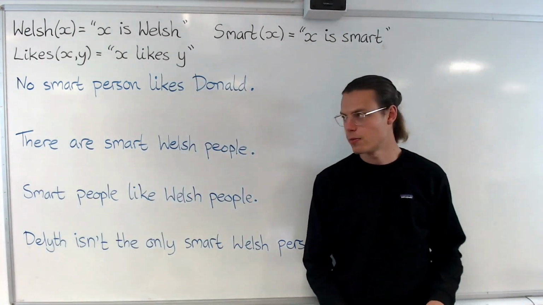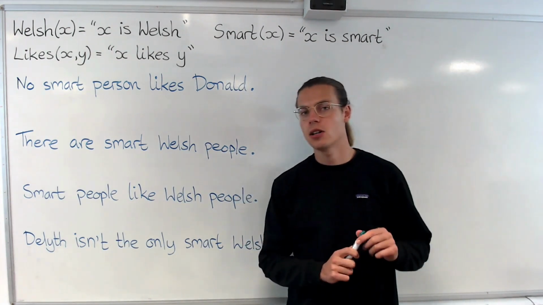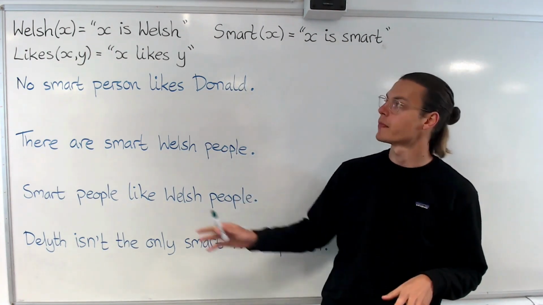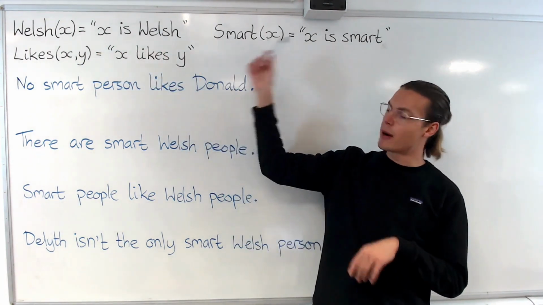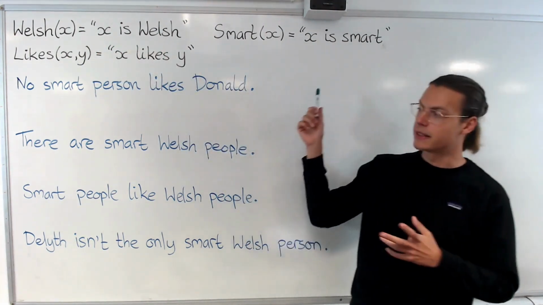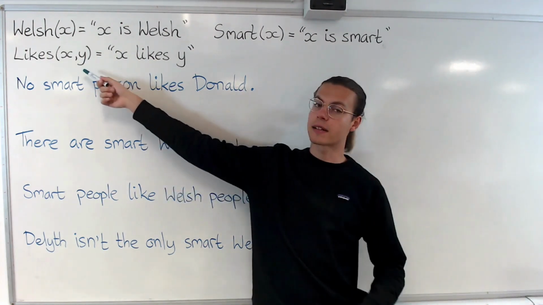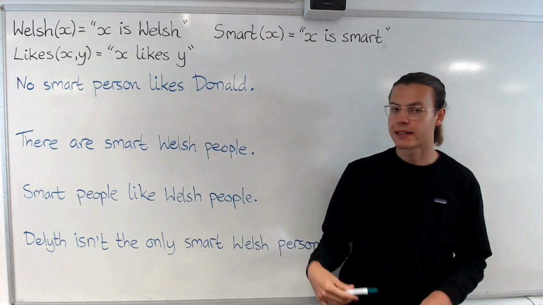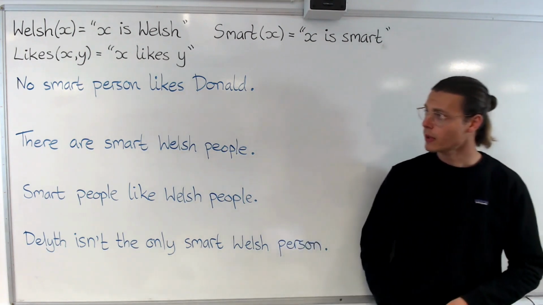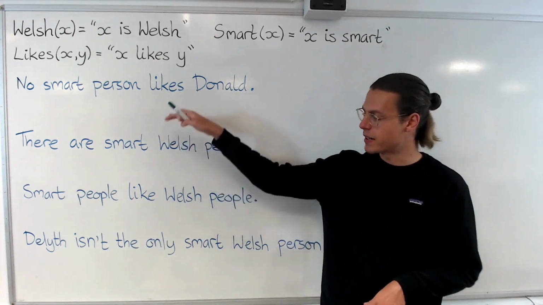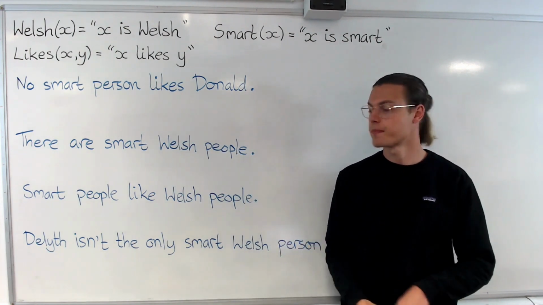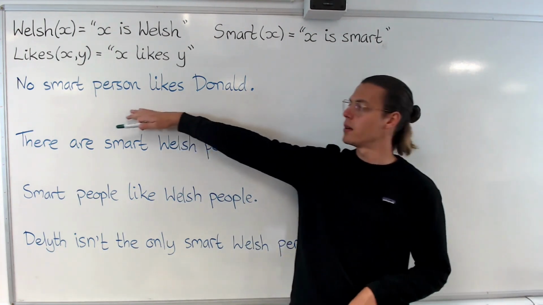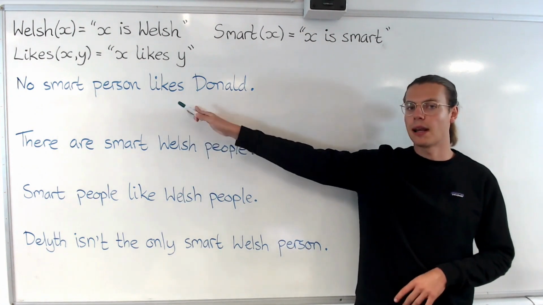In this exercise, we're given three predicates defined over the set of all people. Welsh X stands for X is Welsh, Smart X stands for X is smart, and likes XY stands for X likes Y. Now our first task is to express these four statements in predicate logic. So let's start with no smart person likes Donald.